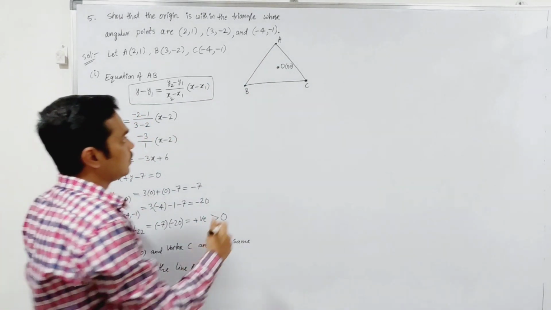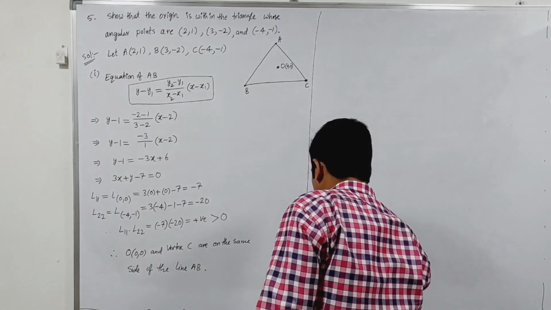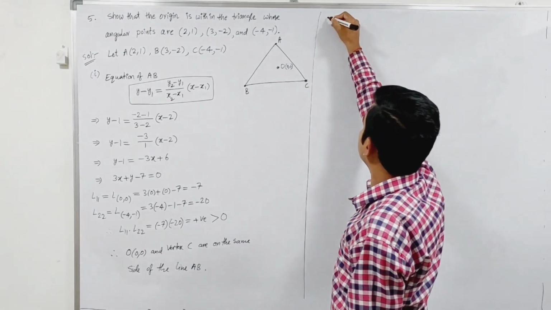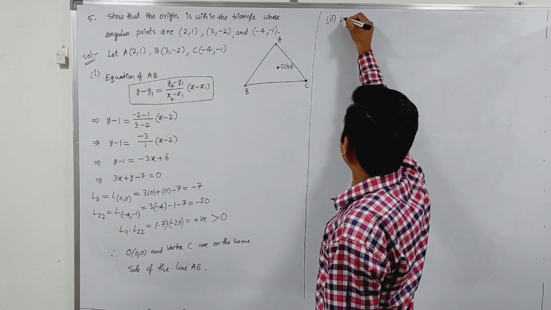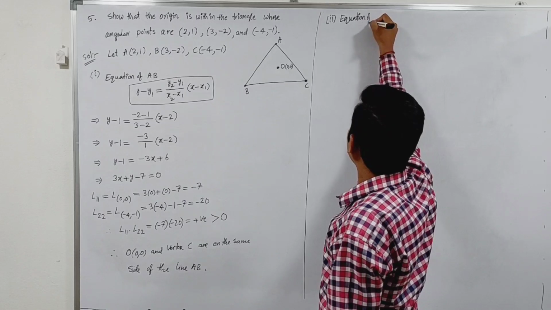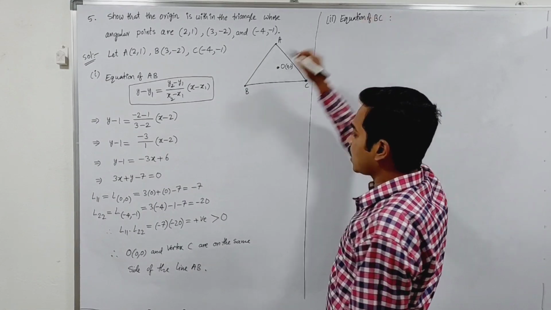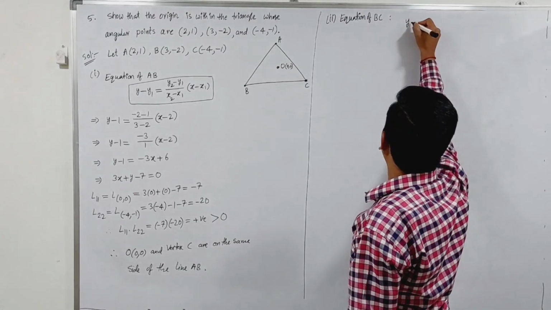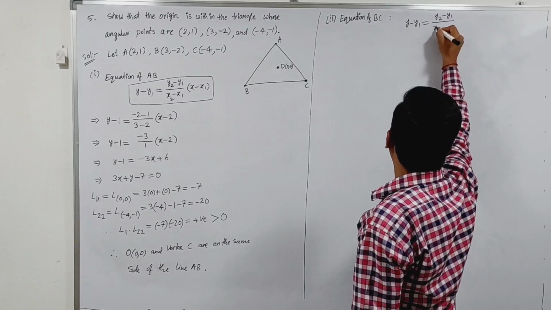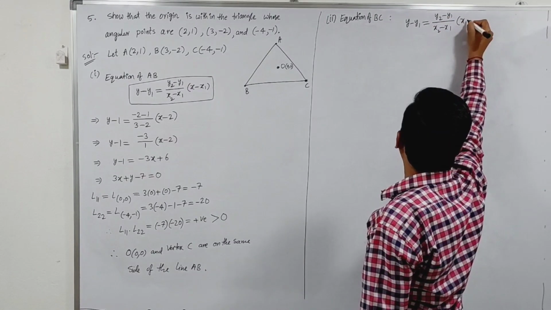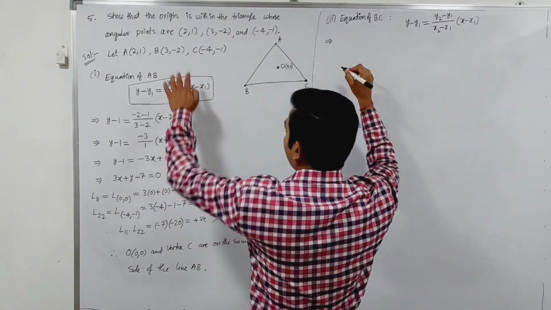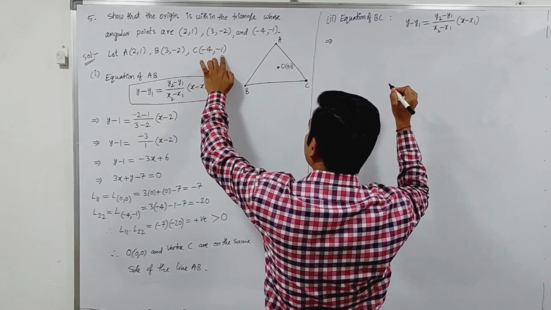Okay. Next, similarly, find out the equation of BC and verify the position of the remaining 2 points. First of all, find out the equation of BC by using the same formula. What is the formula? y minus y1 is equal to (y2 minus y1) by (x2 minus x1) of (x minus x1). Now apply the formula. B is the first point, x1 y1, C is the second point, x2 y2.